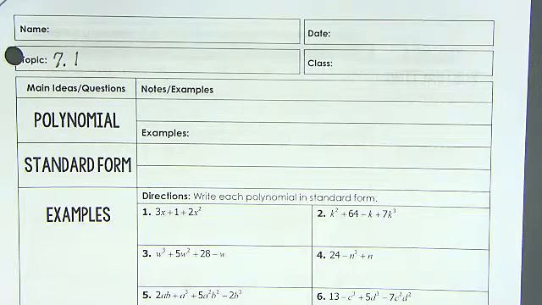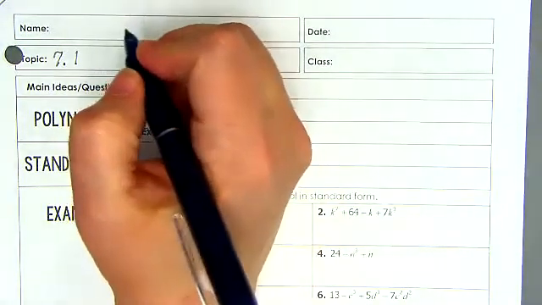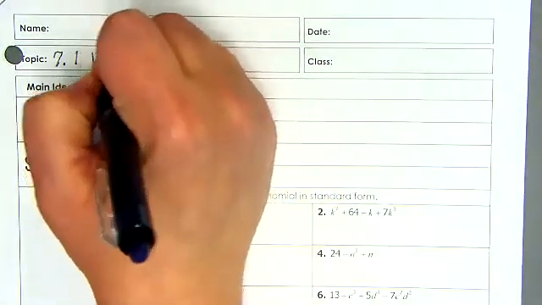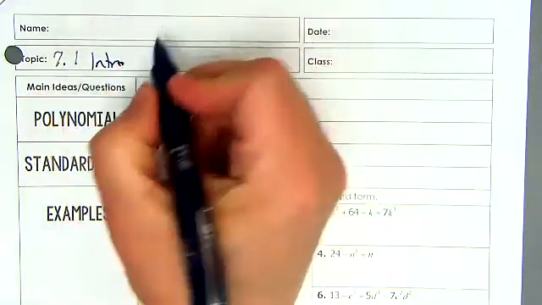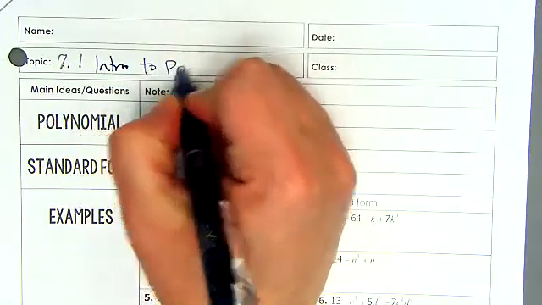We're going to be covering 7.1. We're starting chapter unit 7, and this is intro to polynomials.